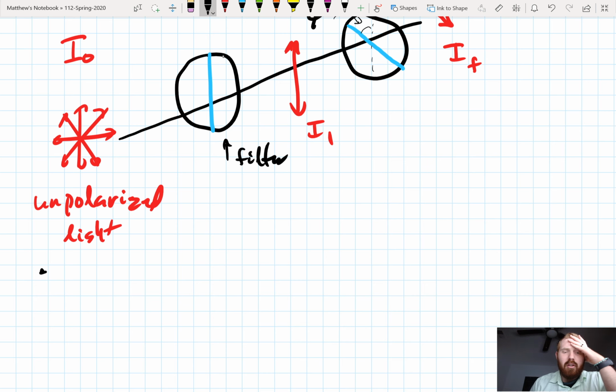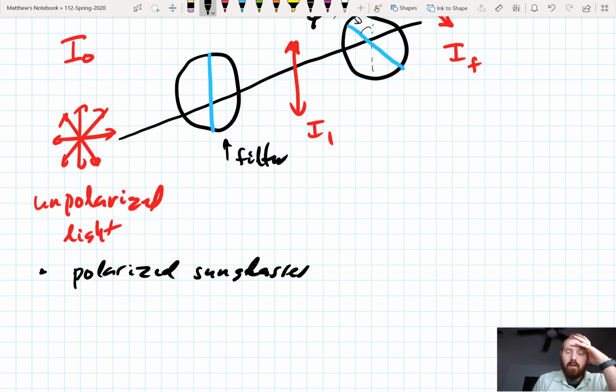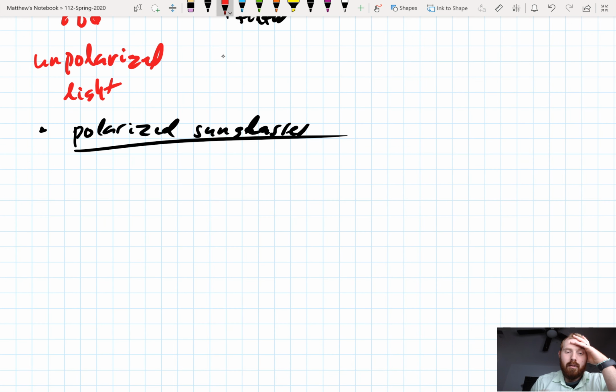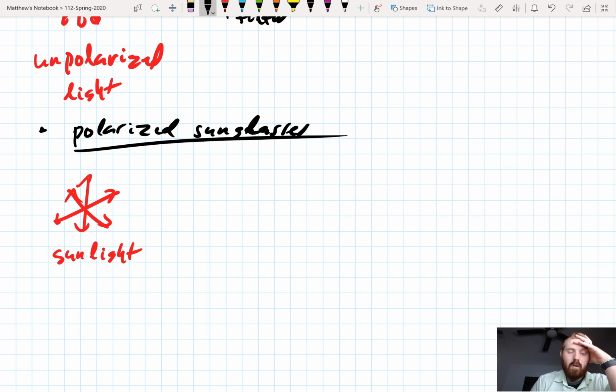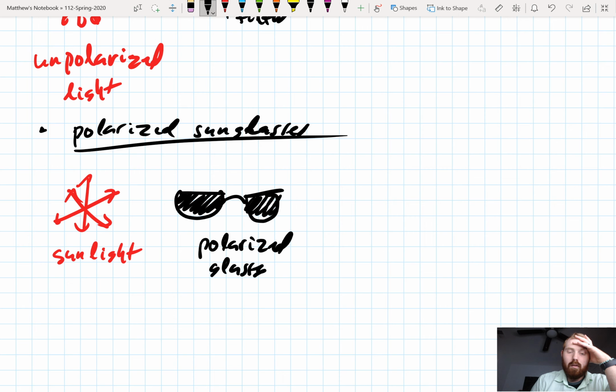So what's a good use of this? Well, anyone ever heard of polarized sunglasses? Perfect example of this, right? You've got blinding sunlight. Right? Sunlight's got a huge intensity. And then you take your glasses. I'm gonna put on very stylish glasses. And that intensity is just immediately cut down, right? In fact, it cuts the intensity by half.